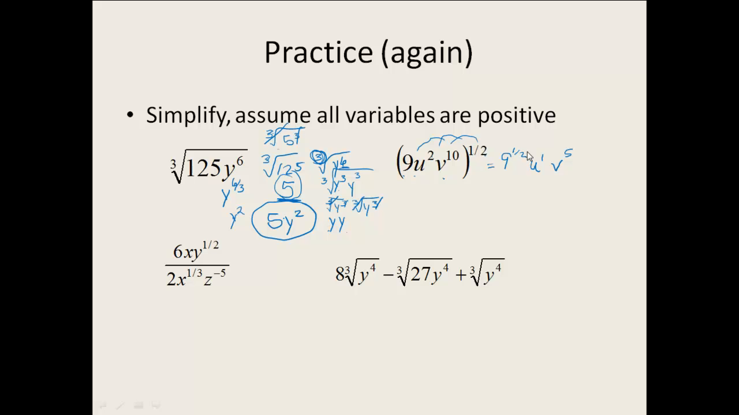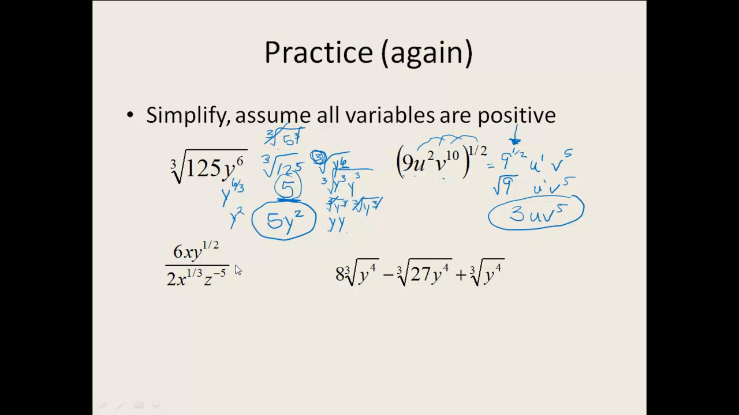Well, based off of my exponents, this is the only one that's still a fraction, so it's the only one that's a radical anymore. And 9 to the 1/2 is really the square root of 9. And then this u to the 1 is just out here by itself, and this v to the 5th is out here. Well, the square root of 9 reduces all the way down to 3. So we actually have 3uv to the fifth for this one.